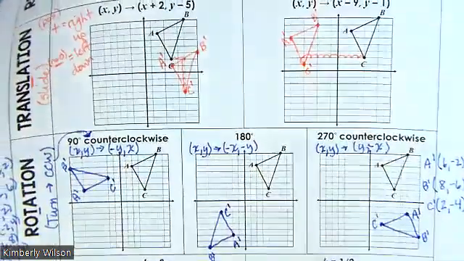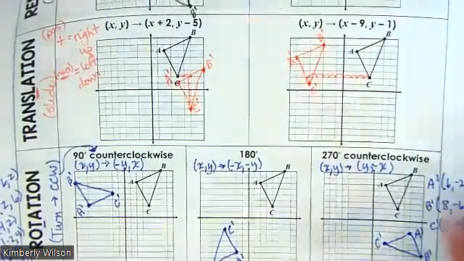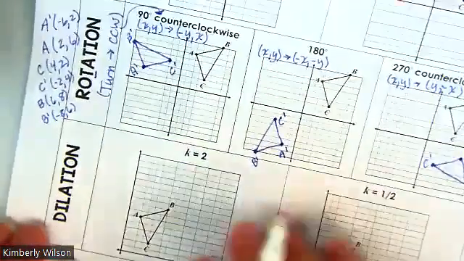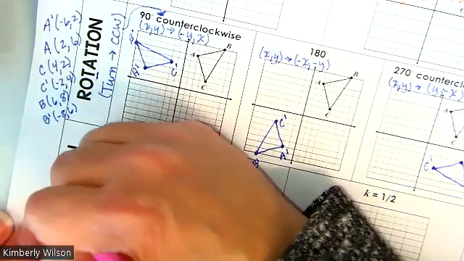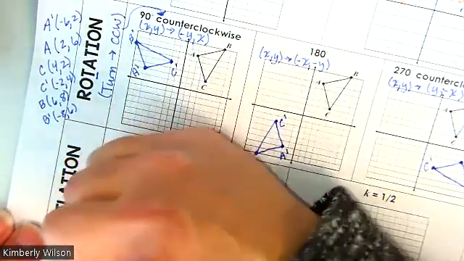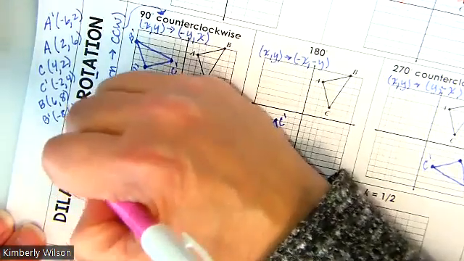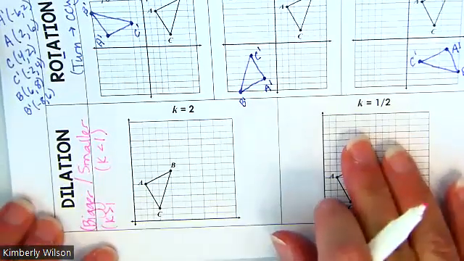And then we have dilations, which is last but not least on this review page. Okay, so my K is 2. If it's a dilation, you have to remember that the figure is getting bigger, which means that K is greater than 1, or the figure is getting smaller, which is when K is less than 1. And K is the scale factor.